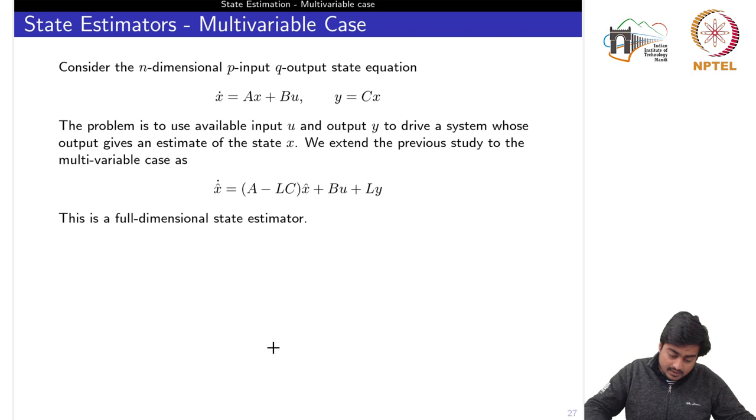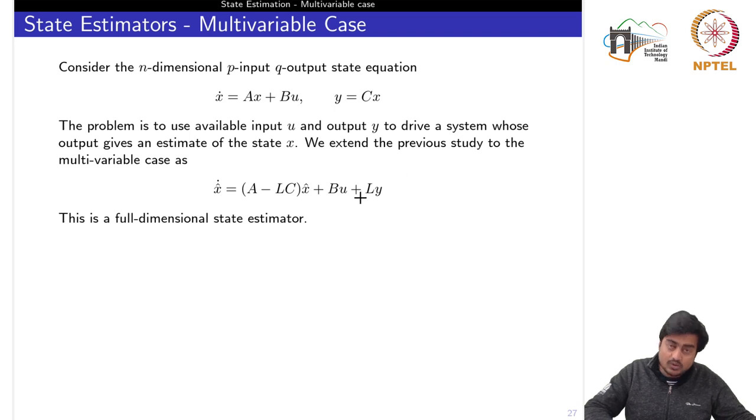Now we can quickly go through all the results under the multivariable environment that consider the n-dimensional p-input q-output state equation, where we have now capitalized the matrices B and C because they are no longer vectors. The problem remains the same: the input and output are available to us, and we also have knowledge of the matrices A, B, C. We need to compute x given the information of u, y and A, B, C. So we can extend the previous study to the multivariable case.